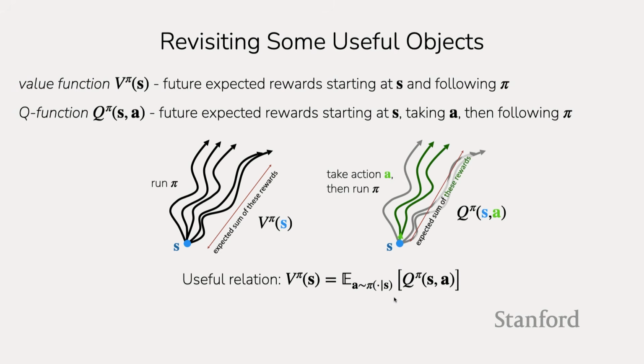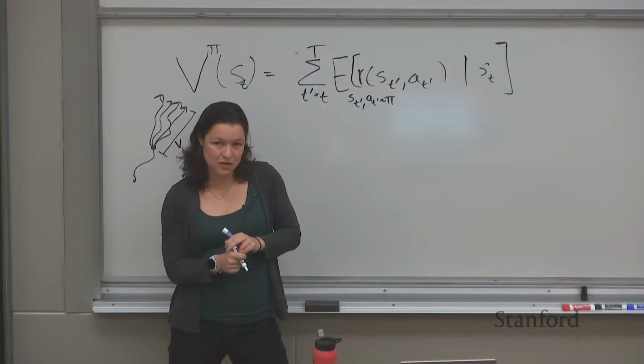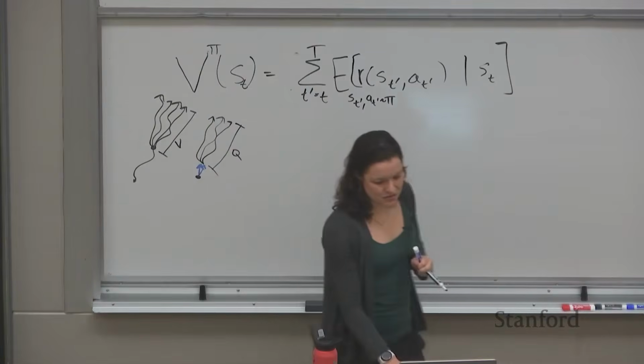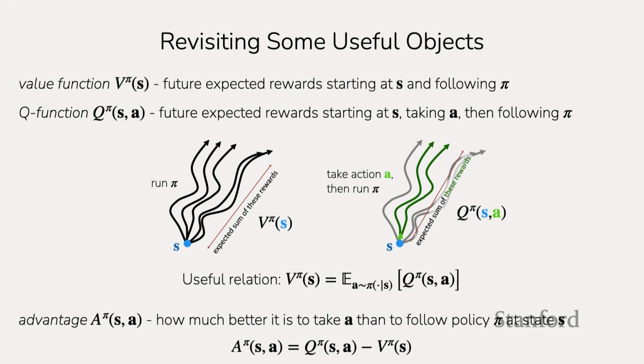And then one last object that we'll use today is thinking about how good is a particular action relative to other actions that we might take. And for this, if you consider the Q value minus the value function, that's going to tell you how good is it to take action A versus following the policy at a given state. And this is kind of like the advantage of taking one action versus following the policy.